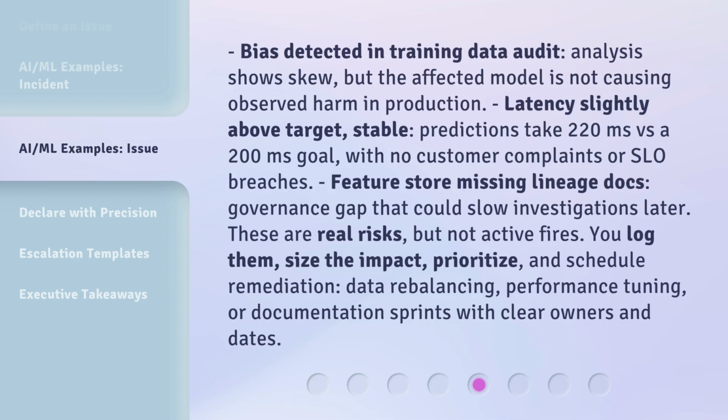Feature store missing lineage docs. Governance gap that could slow investigations later. These are real risks, but not active fires. You log them, size the impact, prioritize and schedule remediation, data rebalancing, performance tuning, or documentation sprints with clear owners and dates.